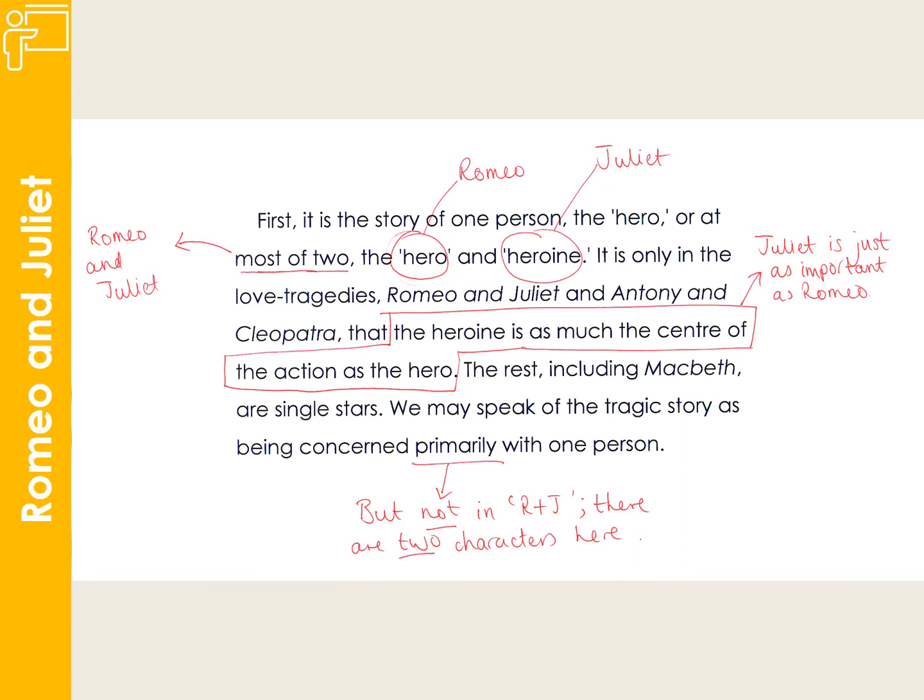And then when we get to the end of this paragraph, we can see where it says "we may speak of the tragic story as being concerned primarily with one person," in Romeo and Juliet, that doesn't apply. There are two characters. So your task is to go through these two lectures. You've got them in your student booklets, but I've also popped them on the next two slides for you, just in case. And annotate them, finding information and seeing where Romeo and Juliet slots in to A.C. Bradley's ideas.